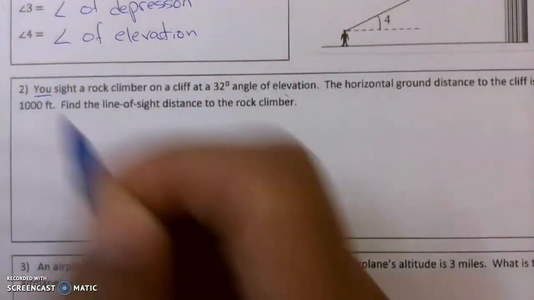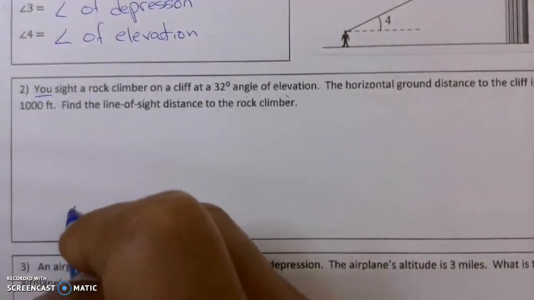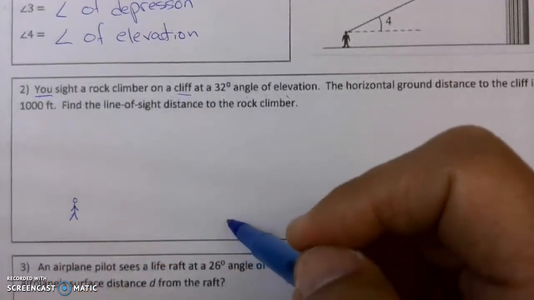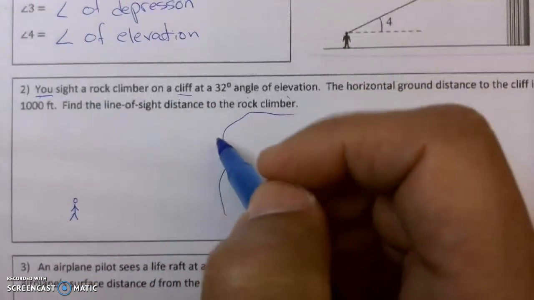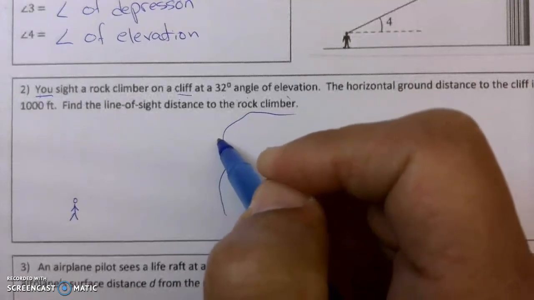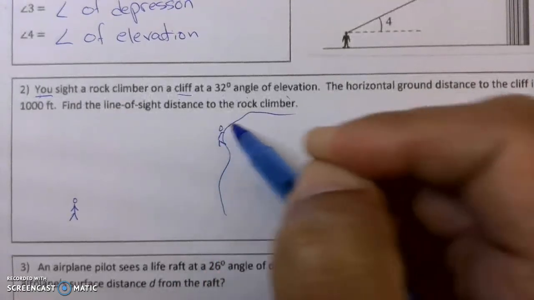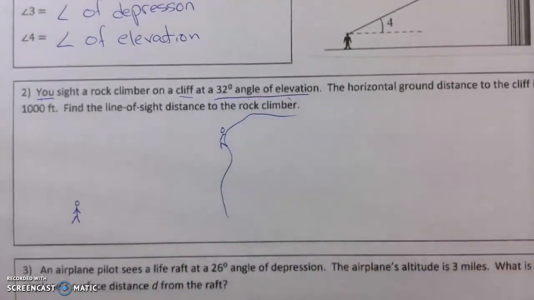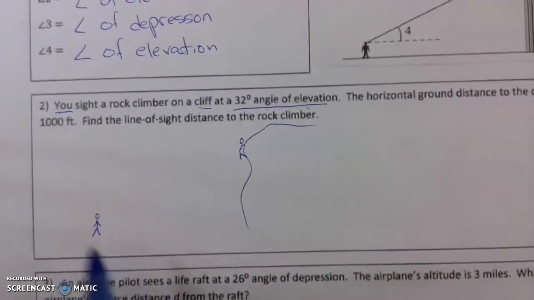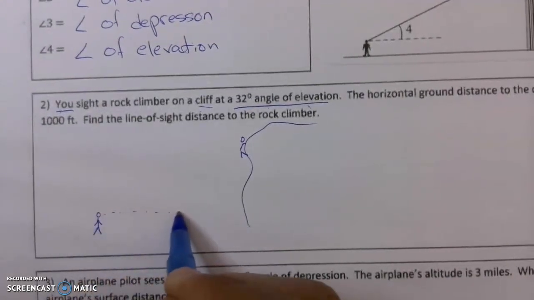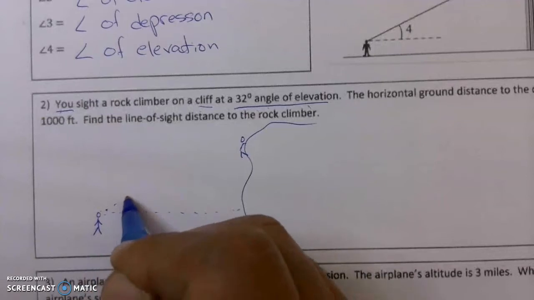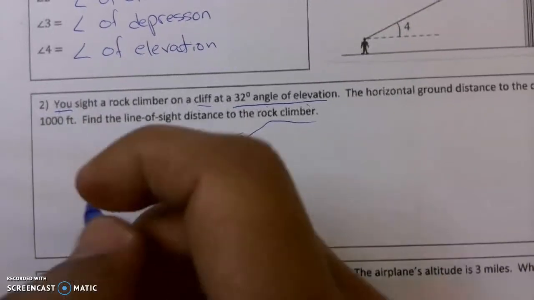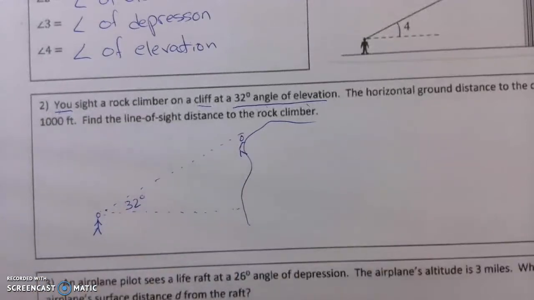So this is you. You're just standing here minding your own business, and then you see a rock climber on a cliff. So there's this big old cliff here, and there's this crazy man climbing this thing. Okay, and you see him with an angle of elevation of 32 degrees. So that means when you have an angle of elevation, you've got to look straight out, and then you look up, and then you see this crazy man there. This right here is the angle of elevation, 32 degrees.